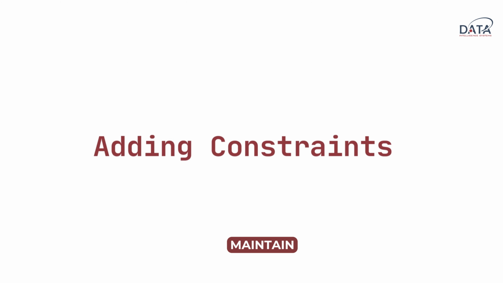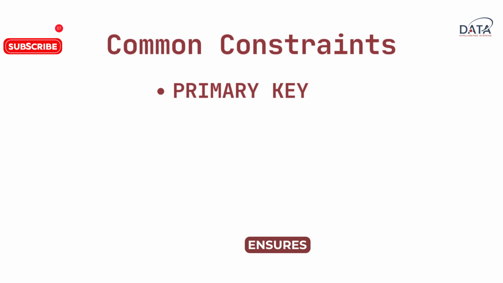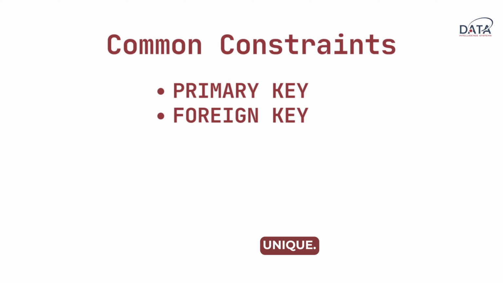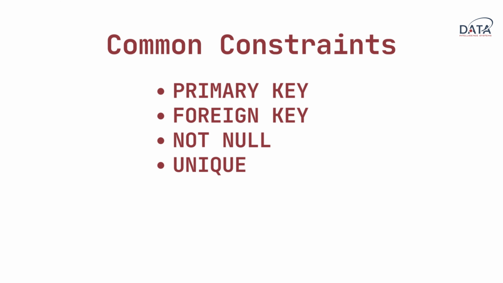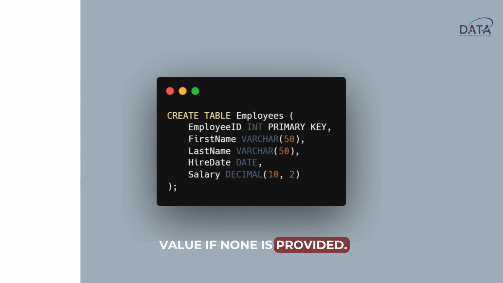Constraints help maintain data integrity by enforcing rules on your table. Here are some common types. PRIMARY KEY ensures each record is unique. FOREIGN KEY links records between tables. NOT NULL ensures a column cannot store a null value. UNIQUE ensures all values in a column are different. CHECK validates data before it's inserted. DEFAULT assigns a default value if none is provided.